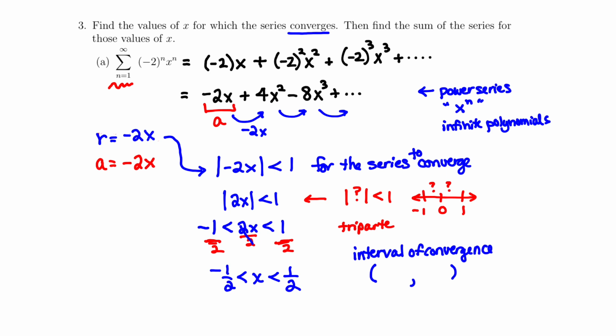How do I rewrite negative 1/2 less than x less than positive 1/2? Kayla, how do we do that with interval notation? We use open brackets, right? Yeah, and then it's negative 1/2 to 1/2. Negative 1/2 comma 1/2.